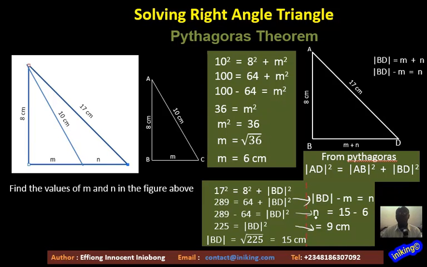That's it for our first video clip on solving right angle triangle. Let's take some more examples in the next video clip.